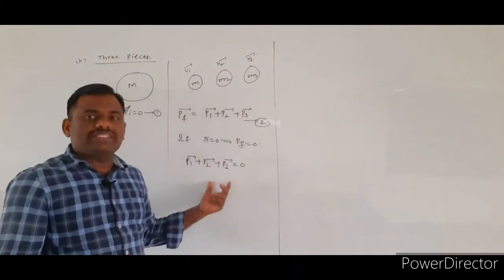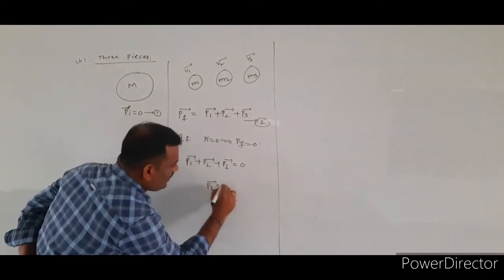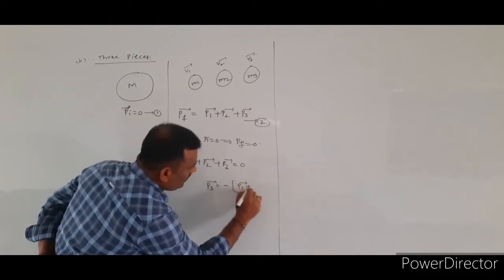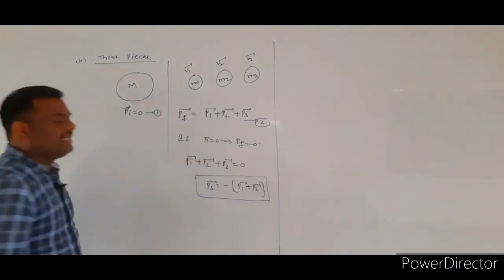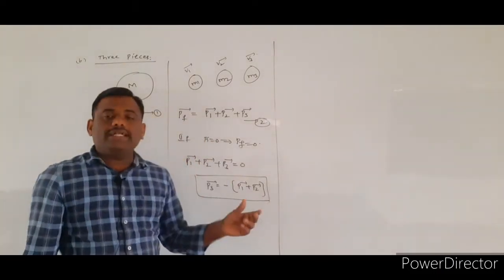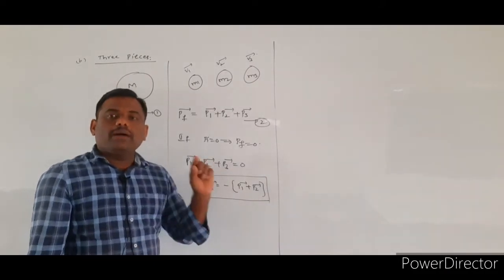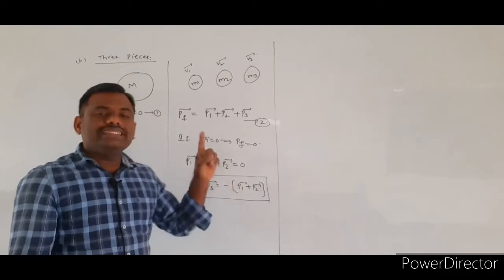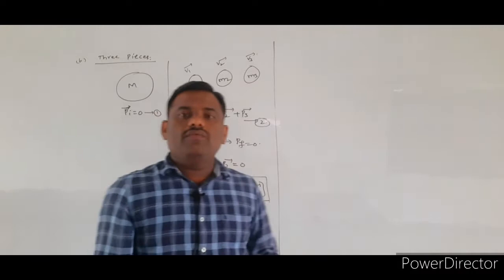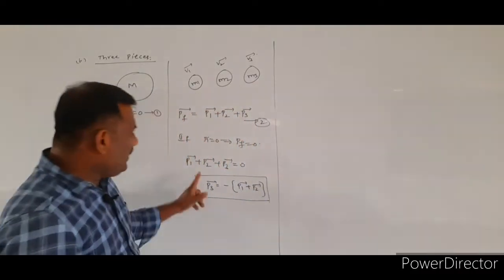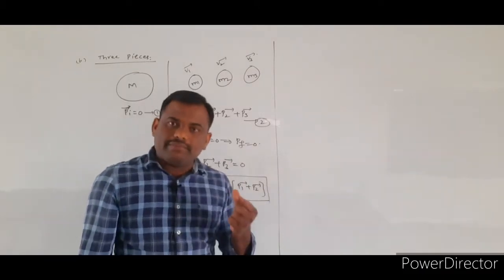So I want to calculate the momentum of the third piece. If you want the momentum of the first piece also, we can write it similarly. The momentum of the third piece will be given by minus of P1 bar plus P2 bar. Like this we have to calculate the momentum of the third piece, whenever the bomb explodes into three different pieces. If you want to know what is the direction of the P3, and how we can calculate its magnitude.